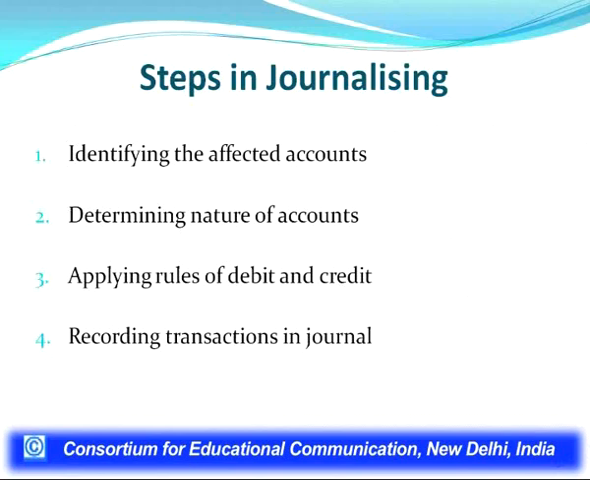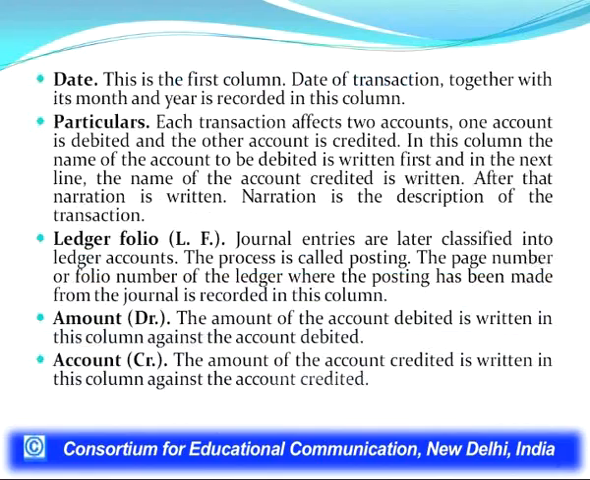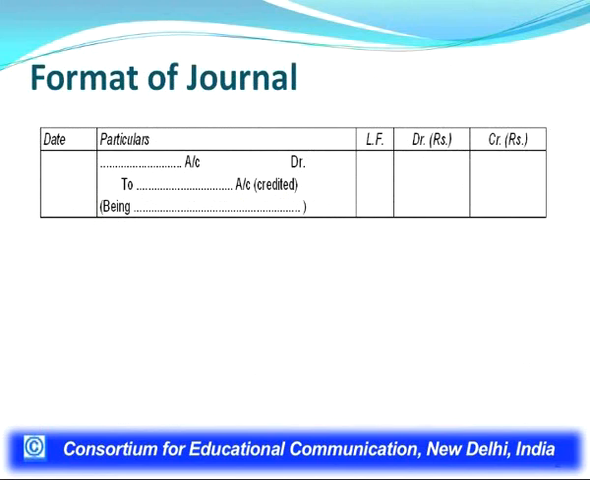Normally, as we know, according to the double entry system, 2 accounts are affected. Then we have to identify the nature of accounts so that we could apply the rules of debit and credit, and then we record in the journal. This is the format of the journal. The first column is date, the second column is particulars, in which we record the account to be debited and credited and the narration. The third column is ledger folio, and the fourth column is the debit amount and the credit amount.